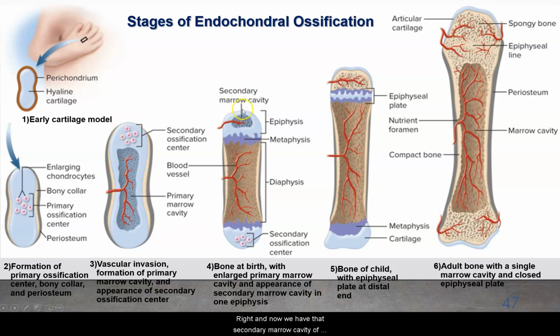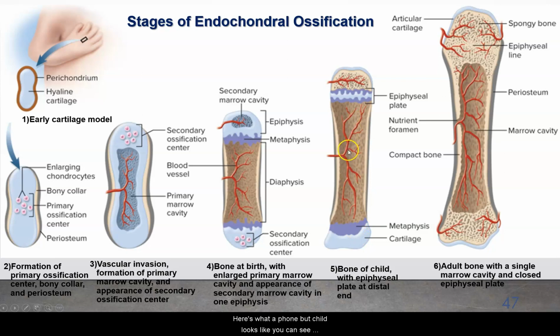Right, and now we have that secondary marrow cavity at the top, and another secondary ossification center happening on the bottom of this long bone. Now we have the bone. This is what the bone looks like at birth, with an enlarged primary marrow cavity and the appearance of a secondary marrow cavity in one of the epiphyses.